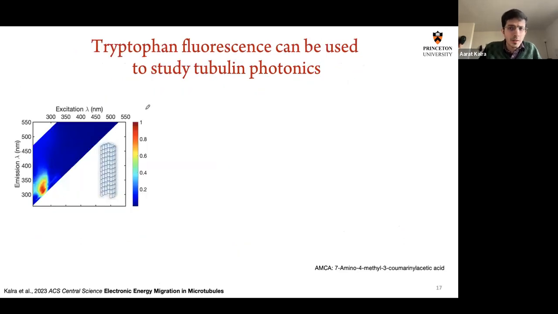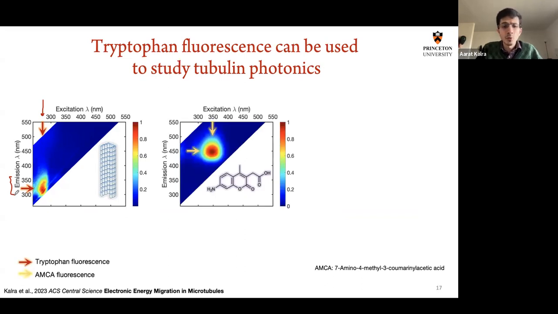And so, tryptophan fluorescence. Tryptophan has the highest quantum yield among the three fluorophores: tryptophan, tyrosine, and phenylalanine. And I decided to use tryptophan fluorescence to study tubulin photonics. So the first experiment we did was to excite microtubules across a variety of wavelengths and see where they fluoresced. You can see that when I excite microtubules at 280 nanometers, I get an output at about 300 to 350 nanometers. This is consistent with tryptophan being present in the tubulin polymer, and this is tryptophan fluorescence.